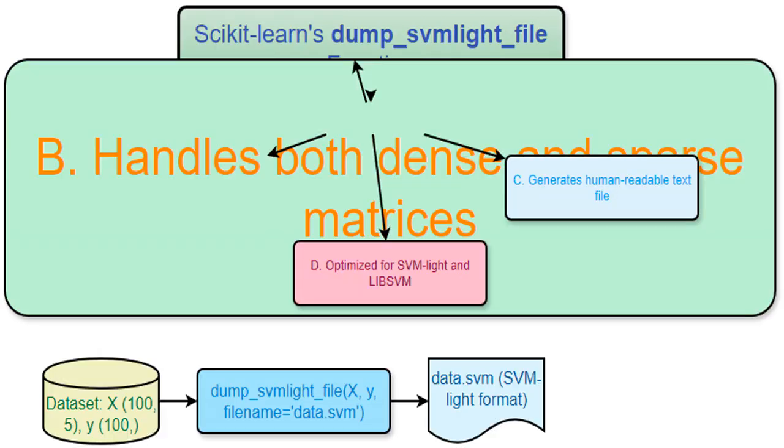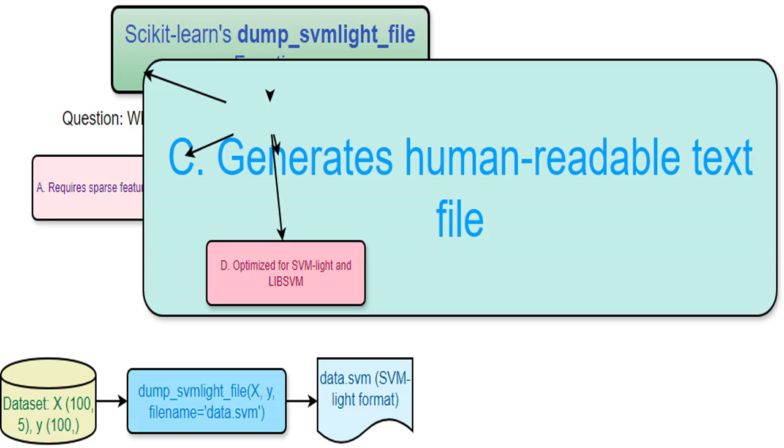This is correct. That's a great strength of dump_svmlight_file. It's flexible and works with different data formats. Incorrect. While the output is a text file, it's in a very specific format designed for machines, not for easy human reading. It's not going to be something you just glance at and understand. It's more like a code.